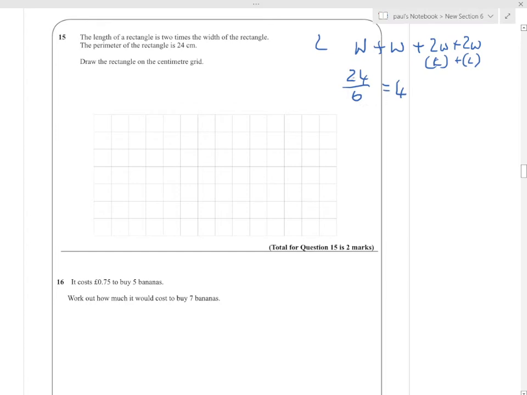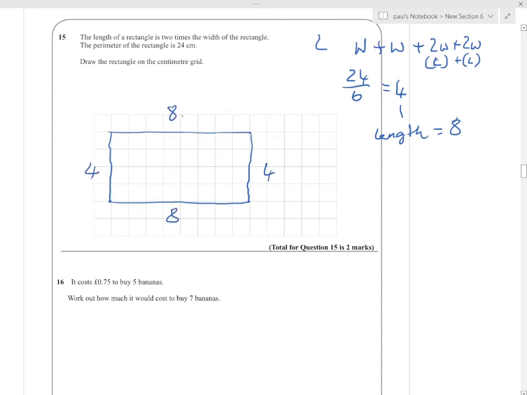So the width is going to be 4. So 1, 2, 3, 4. And the length is going to be twice that. So the length is 2 widths, which equals 8. So 1, 2, 3, 4, 5, 6, 7, 8. And there you go. So that's 4 and that's 8. And just to double check, 2 8s are 16, 2 4s are 8, 16 and 8 make 24.